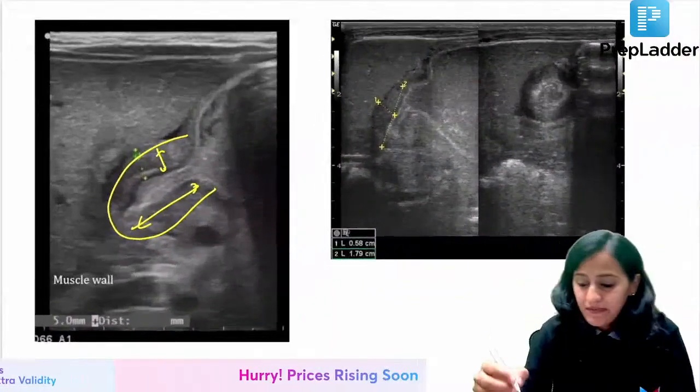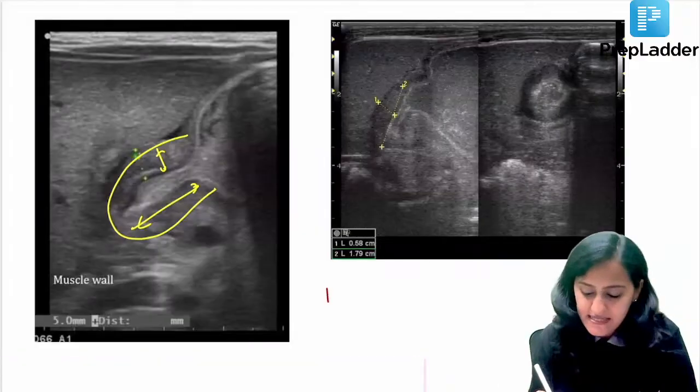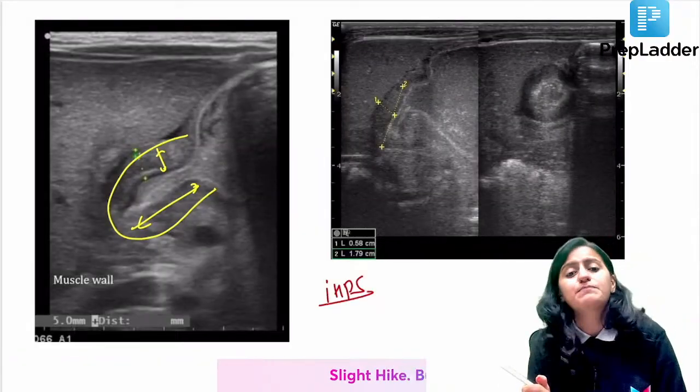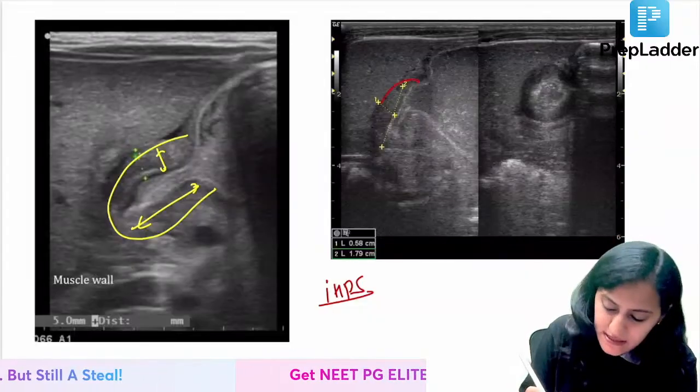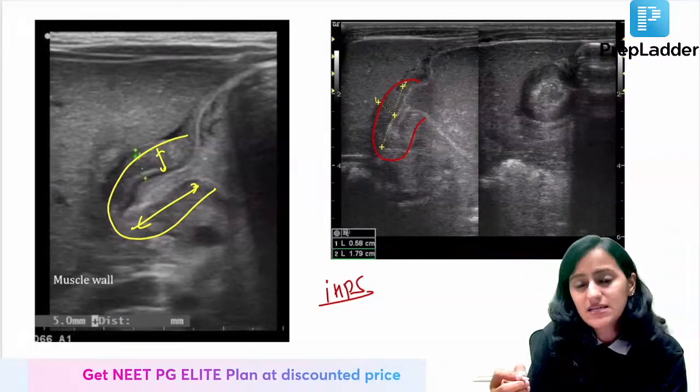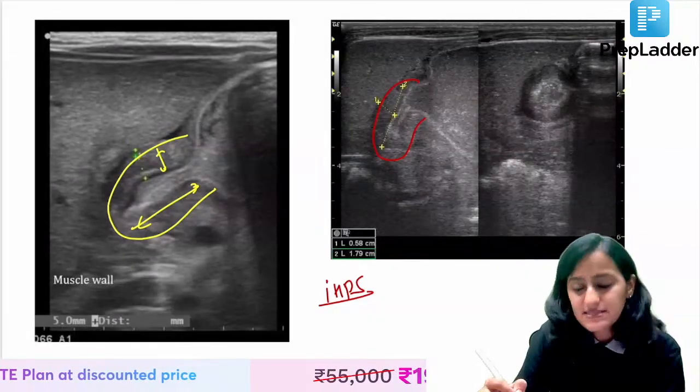This is IHPS or CHPS, right? Congenital hypertrophic pyloric stenosis. Okay. So, this is the pylorus which is elongated and thickened. What sign do you see on ultrasound?